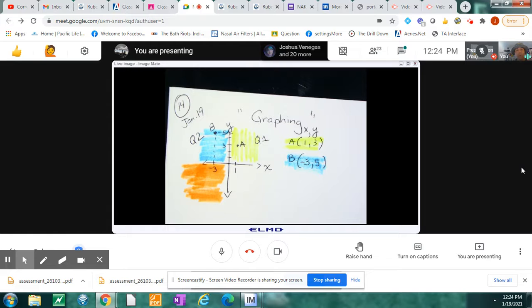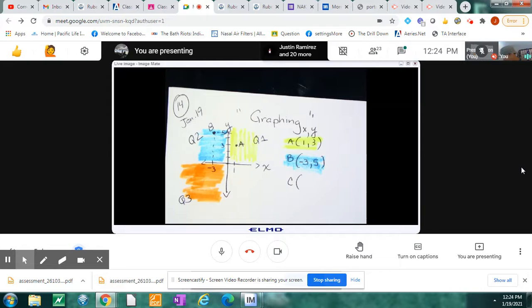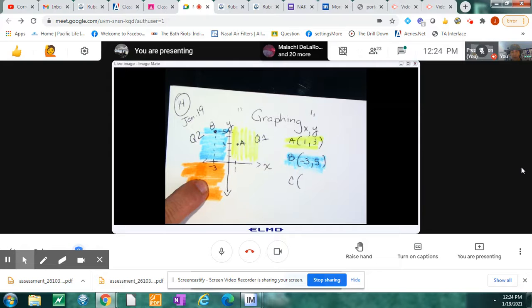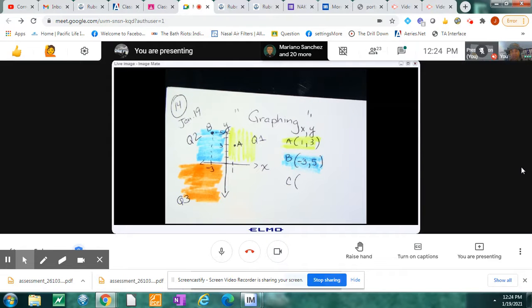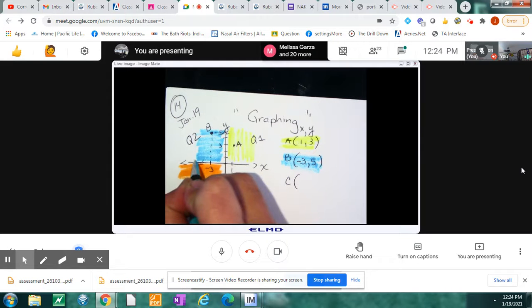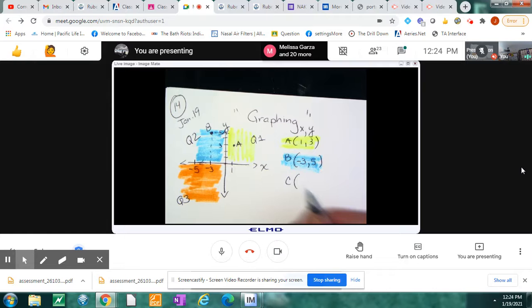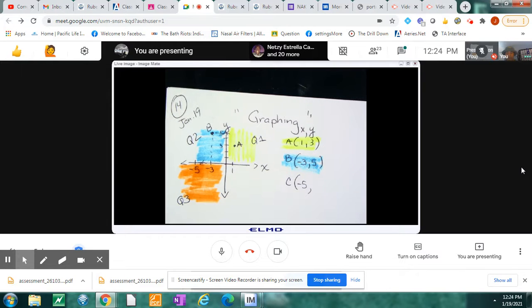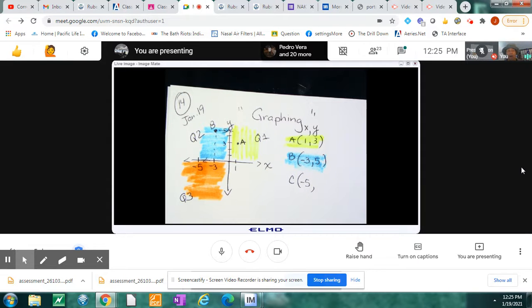Now, when we get to C, this is going to be quadrant 3. Remember, the X is first, so it's going to be left or right. In order to get here, I have to go left, so that's negative. Let's say negative 5. So the first number is negative 5. Now to get to the orange, I have to go up or down? Anybody? Up or down to get to the orange?